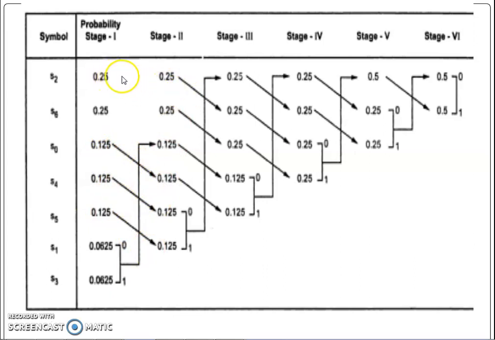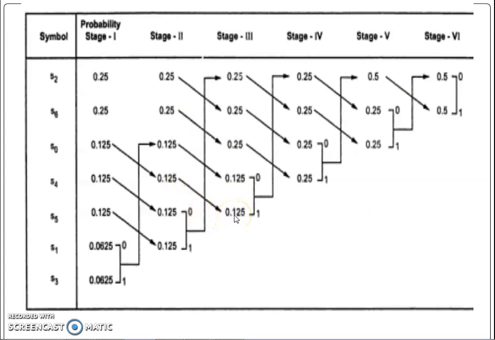I carry forward 0.25 and 0.25 for stage 2. Again for stage 2, you repeat this procedure: add the lowest probabilities, 0.125 and 0.125. The sum is 0.25. Keep that 0.25 on the top. Even if in the previous stage we have 0.25, I keep the sum on top, and all the remaining entries are shifted down for the next stage.